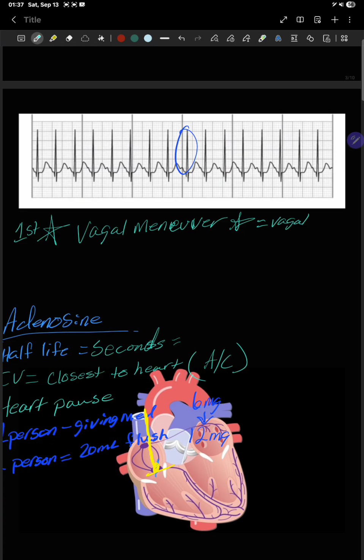Another thing, like Dur was saying, is you can do the ice water. That was something that we used to do for kids, is we'd get the ice water and put their faces in it, and that hopefully will stimulate the vagal.